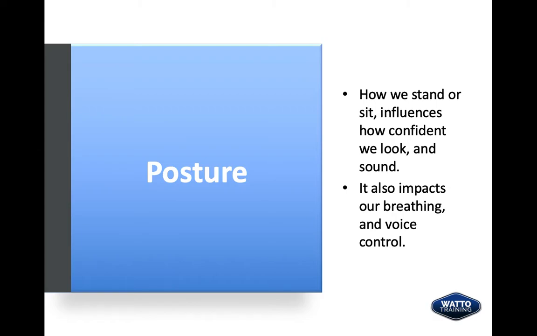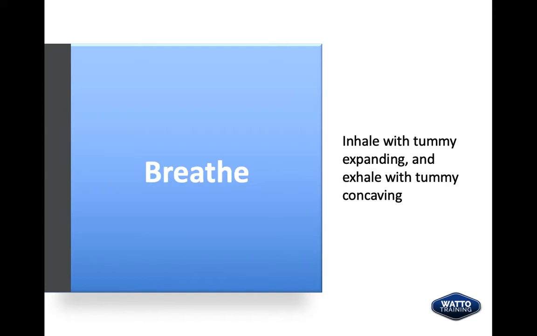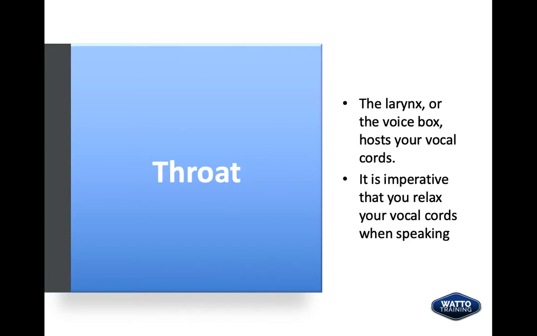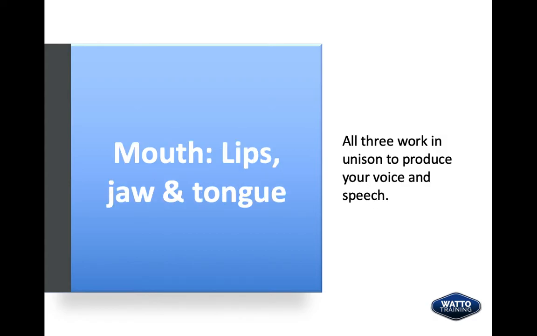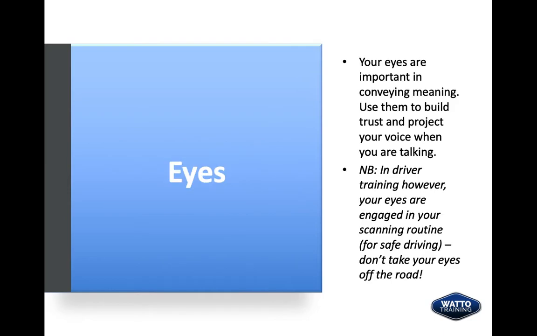How we stand or sit influences how confident we look and sound. It also impacts our breathing and voice control. Breathe. Inhale with your tummy expanding and exhale with your tummy concaving. Throat. The larynx or the voice box hosts your vocal cords. It is imperative that you relax your vocal cords when speaking. Mouth, lips, jaw, and tongue. All three work in unison to produce your voice and speech.